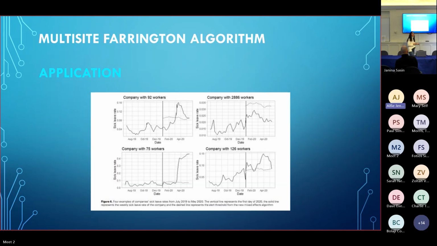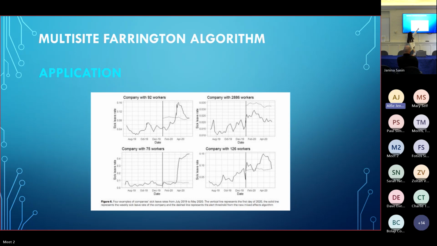We have applied both the existing algorithm and the multi-site one to our data. And here I'm going to show examples of four companies. So this is a company with 75 workers, 92 workers, 126, and 2886. And here we can see the sick leave rates before and after COVID. And the dotted line over here is the threshold for detecting outbreaks for the new algorithm.